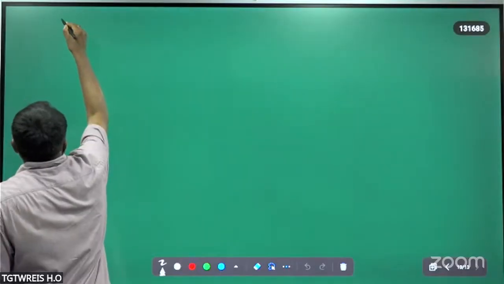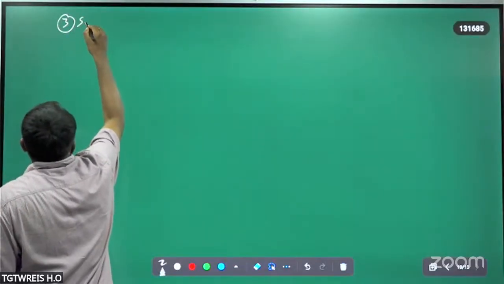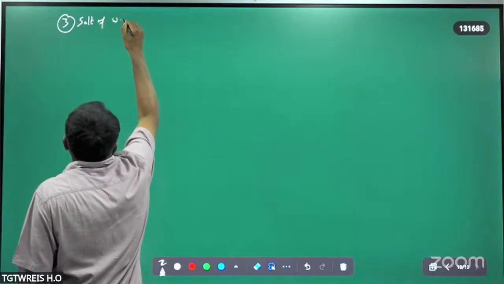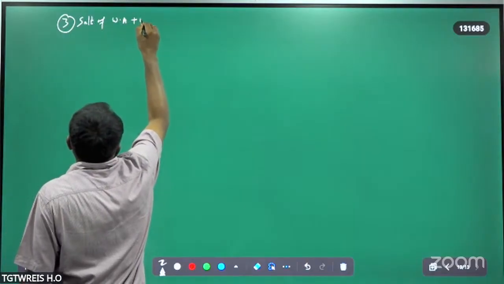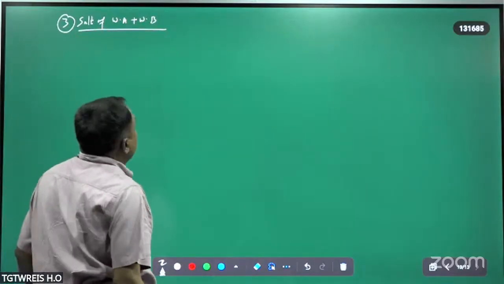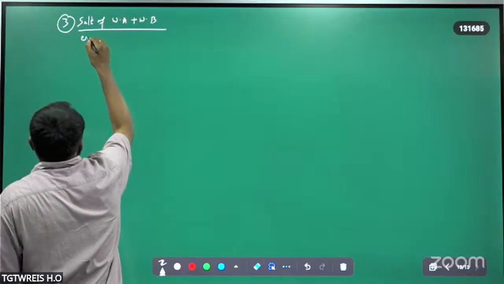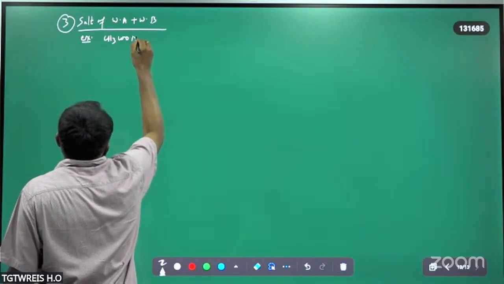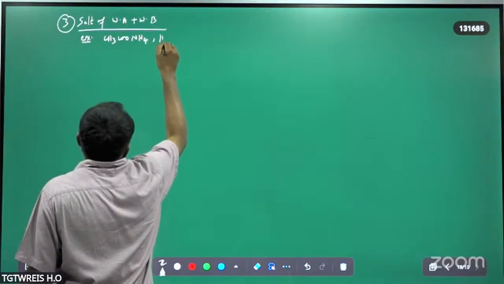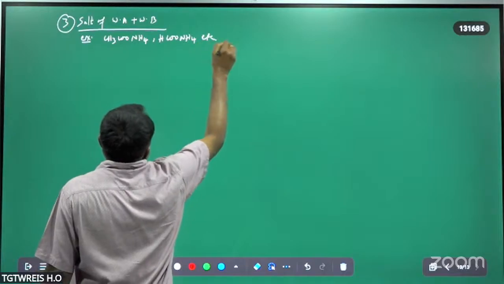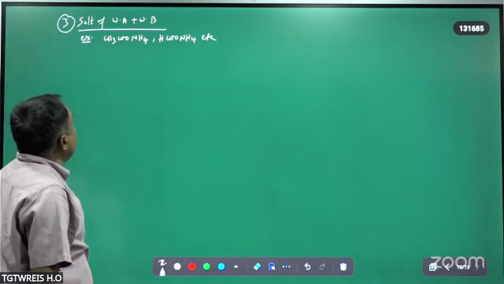But the next one, the third type, is the salt of weak acid and weak base. So what is meant by weak acid and weak base? Examples are CH3COONH4, HCOONH4, etc. These salts are of a weak acid and a weak base.